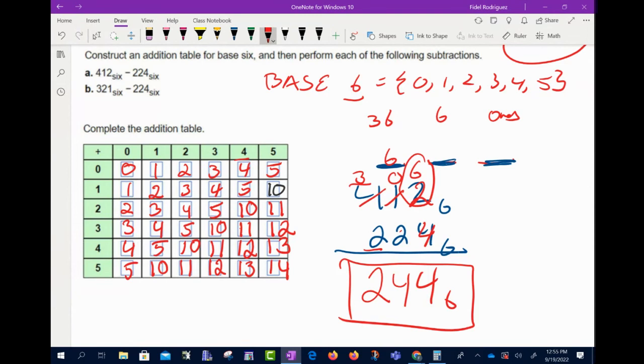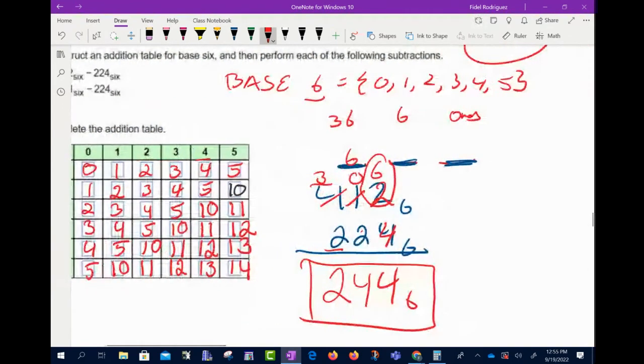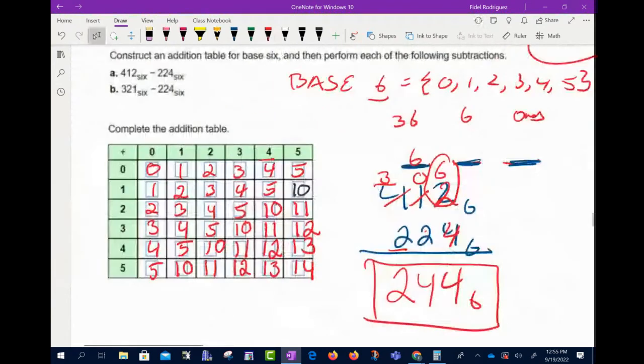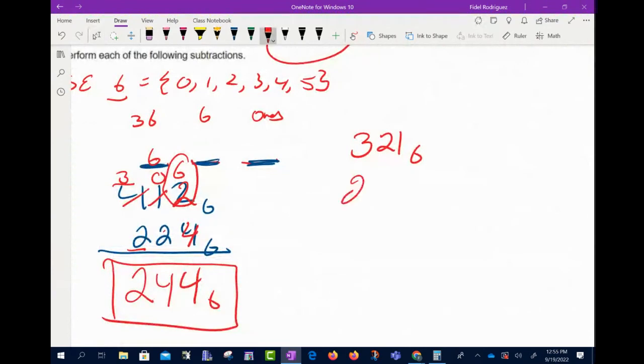All right. So look, let's try the other one. We'll do it the same way. 321 base 6 minus 224 base 6. So 321, and I'm subtracting, I guess, the same number, 224 base 6. Okay, so let's go ahead and subtract.